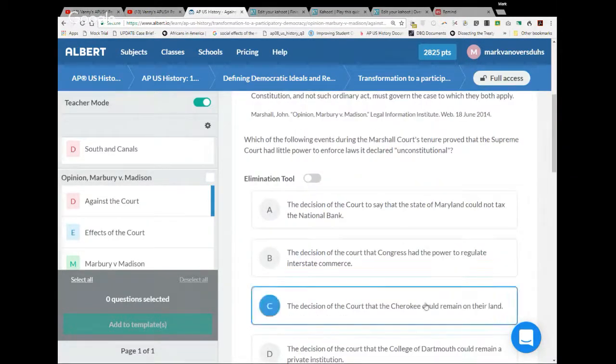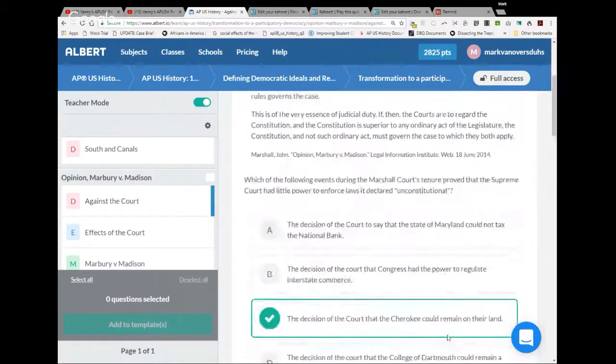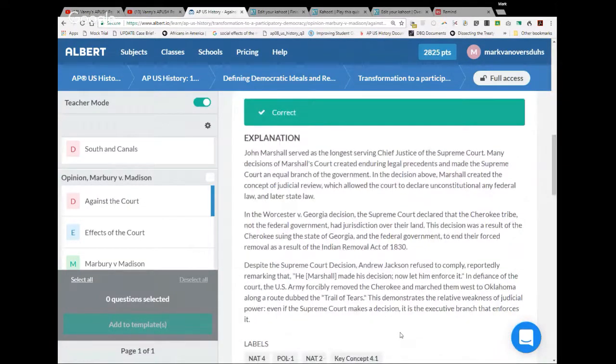You're saying C, and RIP Cherokee, and that C is on fire tonight, and you are correct. So we know that Marbury versus Madison does the concept of judicial review, and in this case, which you need to know by name, Worcester versus Georgia, the Cherokee were the only group that should have jurisdiction over their land. The Cherokee had sued Georgia because they were trying to be removed. And Andrew Jackson refused to comply, saying he made the decision, now let him enforce it. And of course, we know that they go to Oklahoma.